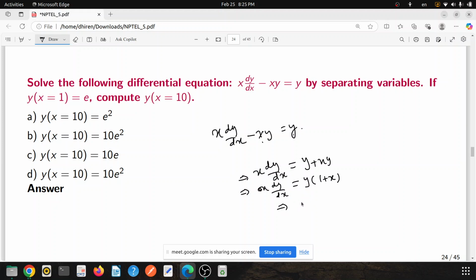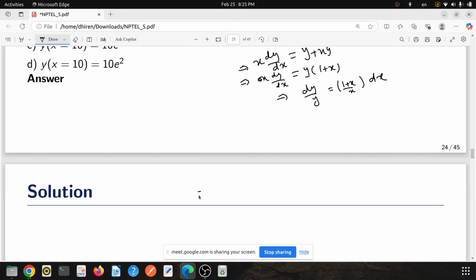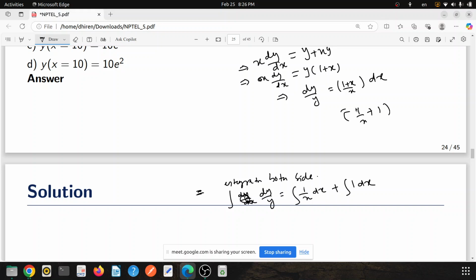So you can do that: dy by y is equal to (1 plus x) by x dx. So this is a very straightforward differential equation. Integrating both sides, you will get dy by y will be equal to 1 by x dx plus 1 dx. So you can simply write (1 by x plus 1) dx for dy by y.